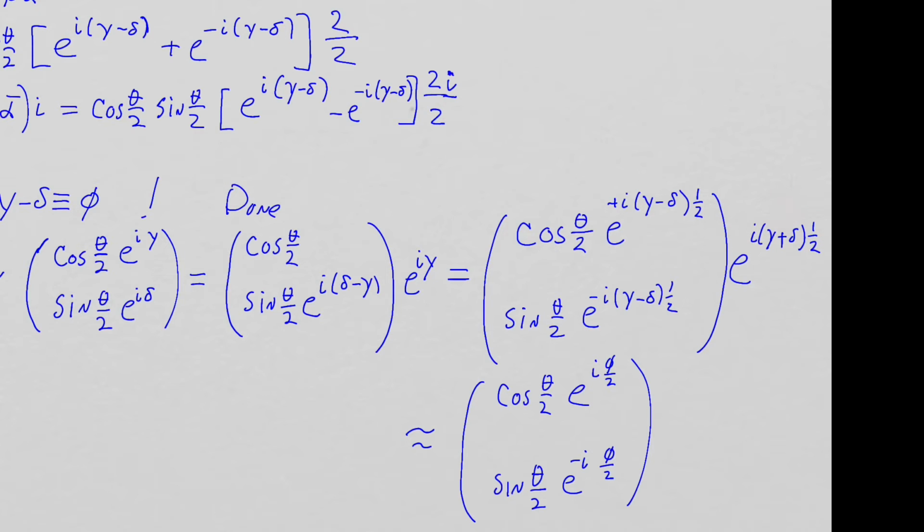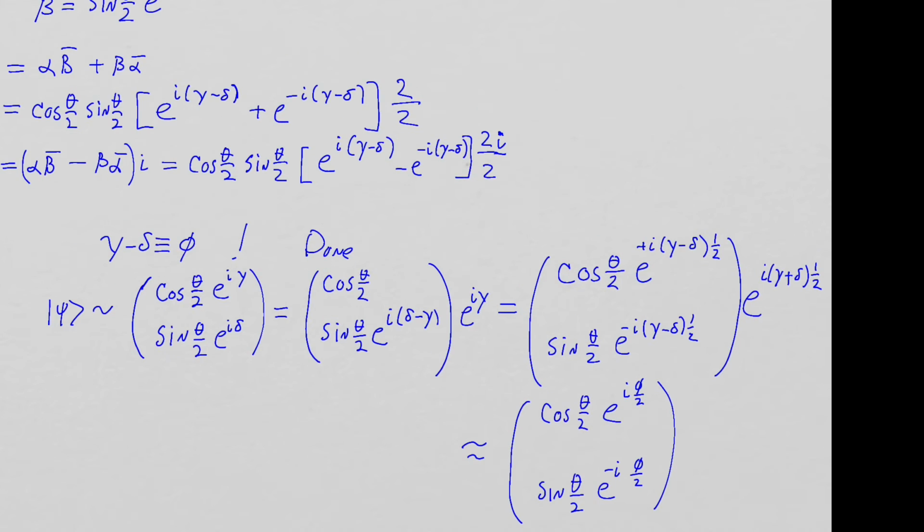So now this is beginning to look familiar, because I'm about to replace this with phi, and sure enough I get cosine theta over 2, e to the i phi over 2, and then e to the minus i phi over 2. And then I ignore this, because now this is a global phase of the entire spinor, and we ignore those global phases, right? So we are left with a spinor that is modeled like this. And that is exactly how we model things on the Bloch sphere, right?